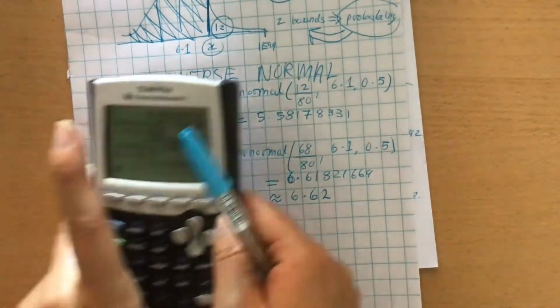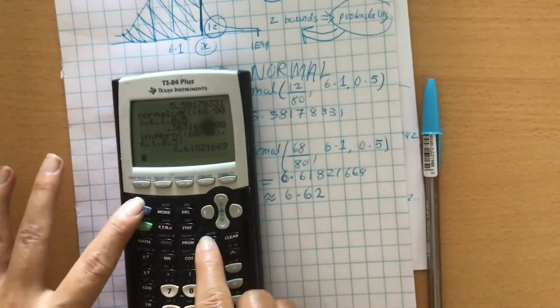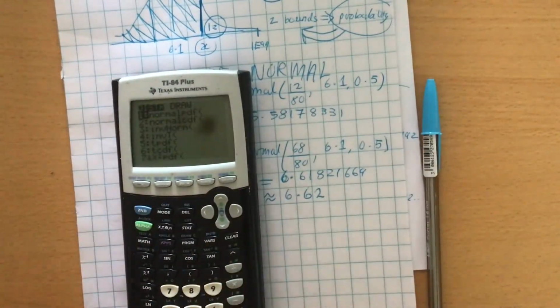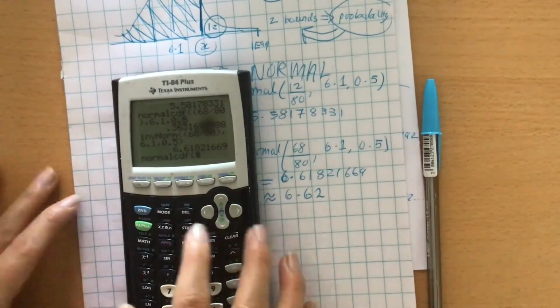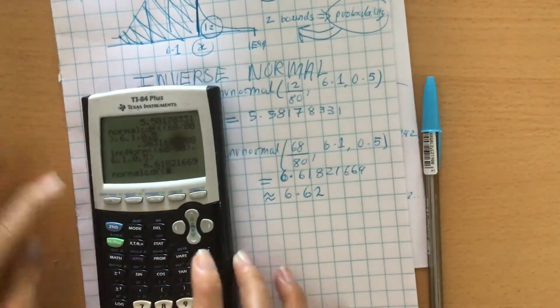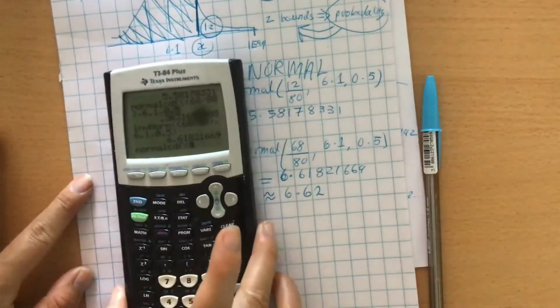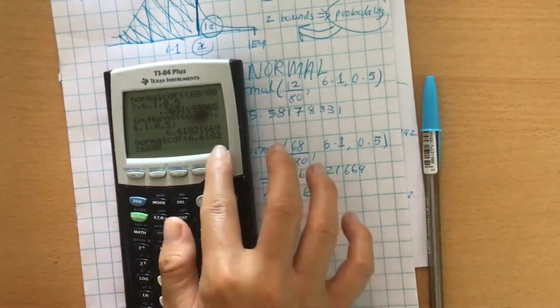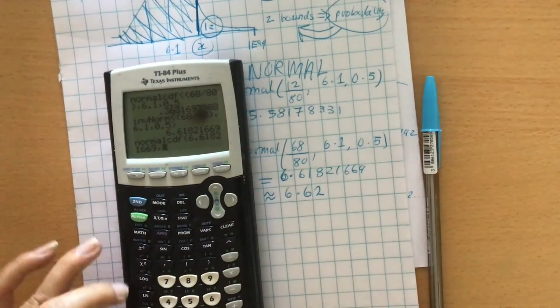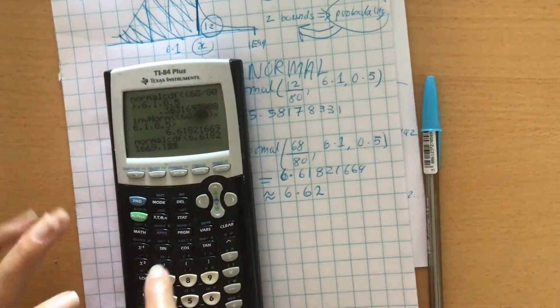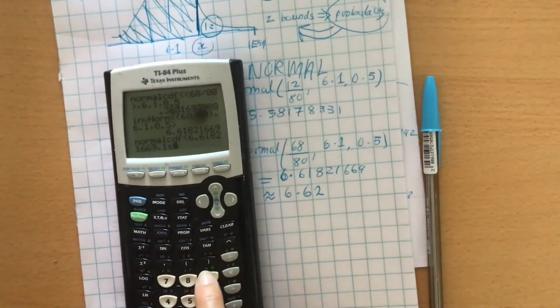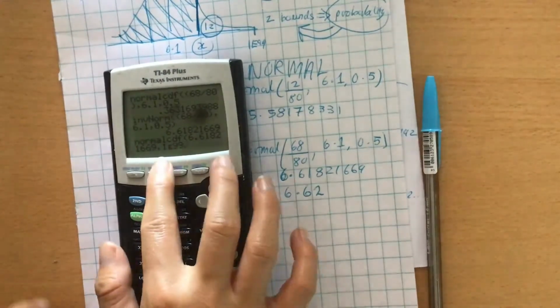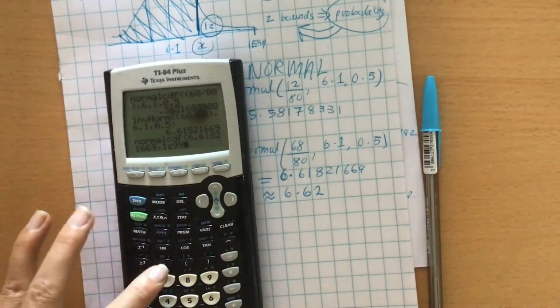You could then check your answer. I'm just going to show you really quickly. Go second distribution, and we're going to go forwards with the problem rather than backwards. We are now going to write the lower and upper bound. So we're going to say the lower bound is 6.62, and rather than rounding it, I am going to write it out in full because the answer will be more accurate. That's our lower bound. Our upper bound, as always, is going to be infinity because we're talking about something being greater than something. Therefore, the upper bound must be infinity, 1e99.